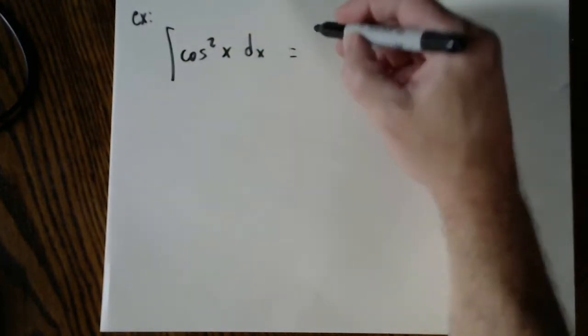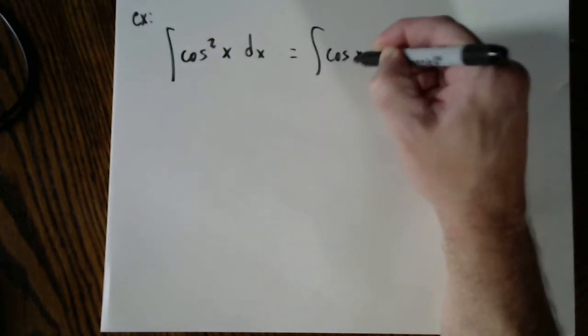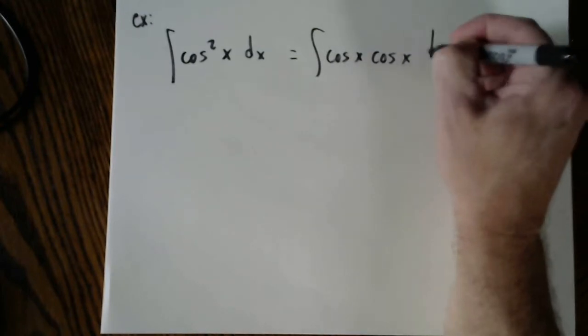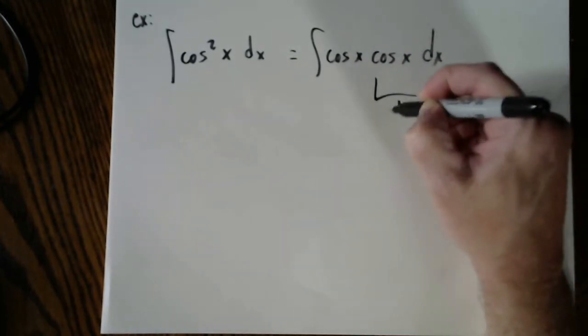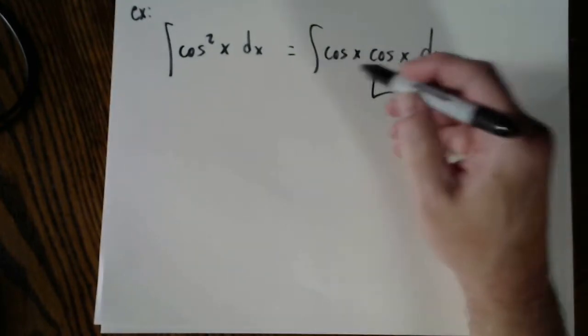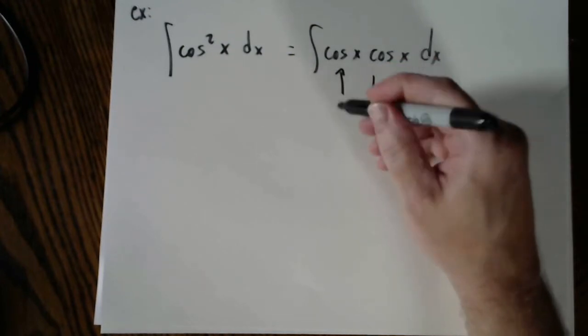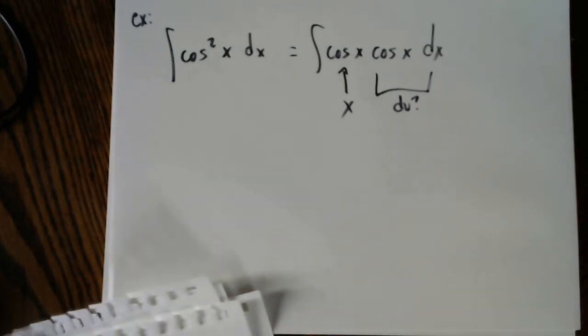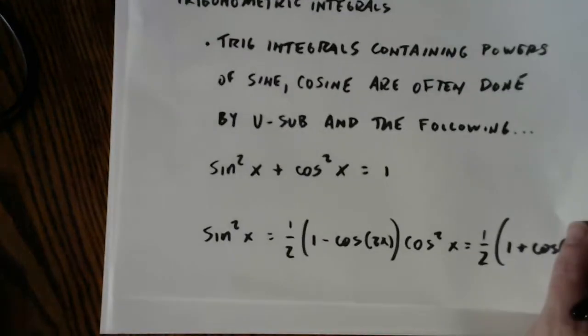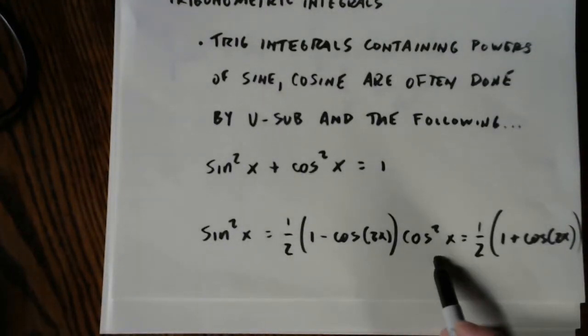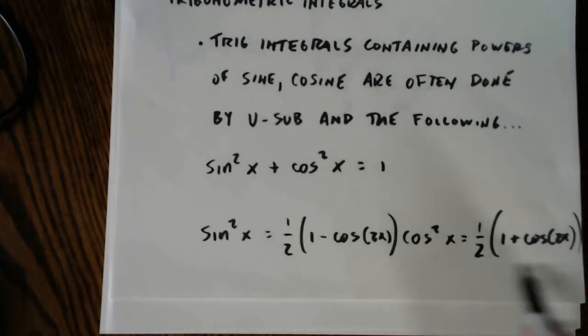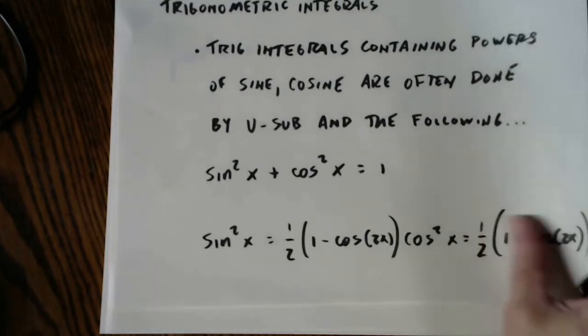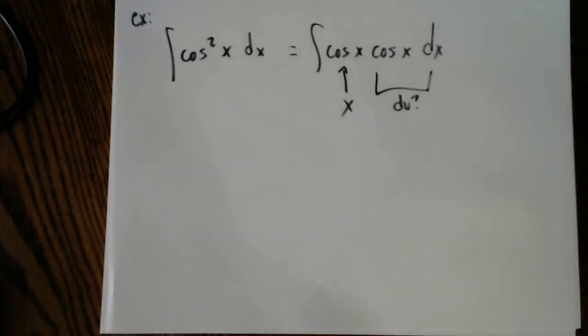If I were to follow suit from the last one and do this, and I think, well, this is my du, maybe, hopefully. Well, this is not changing. Okay, so that's not going to happen. So that's where the other identities come into play. And if I substitute this in, this is a relatively easy integration.